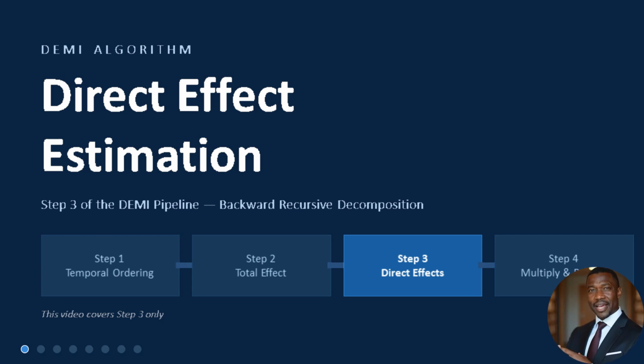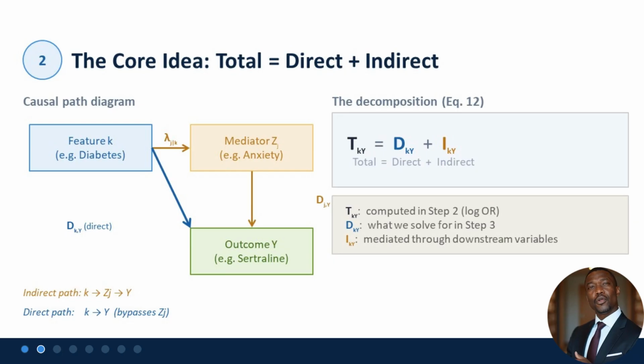I am an avatar organized by Dr. Alemi to describe the estimation of direct effects in the Demi algorithm. This is step 3 of the 4-step Demi pipeline. The total effect was computed in step 2. The temporal ordering of variables was established in step 1.